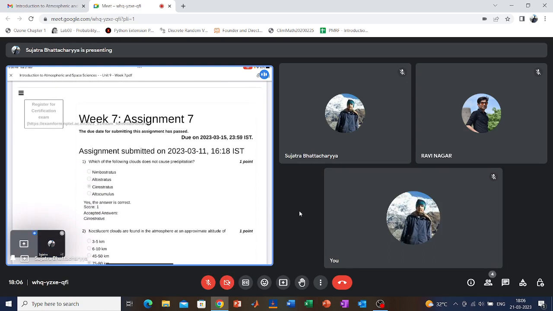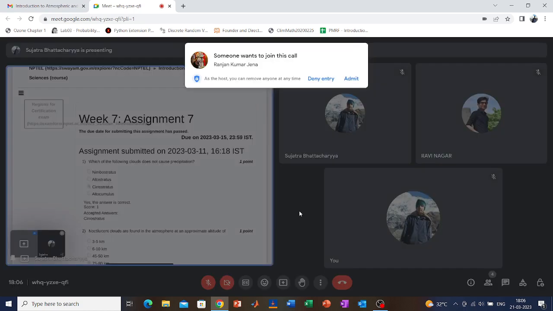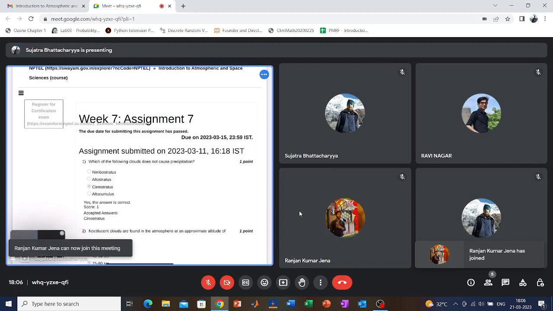First question is, which of the following clouds does not cause precipitation? The first option is the nimbostratus cloud. As I have already discussed earlier also, nimbo or nimbus means precipitation bearing clouds. Therefore, this will definitely cause precipitation.